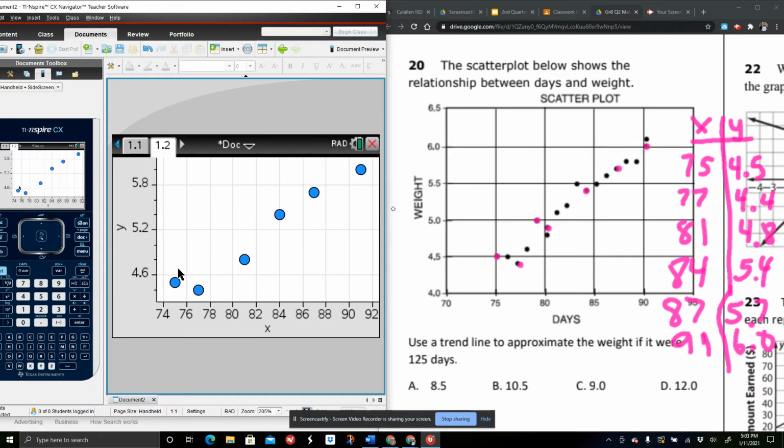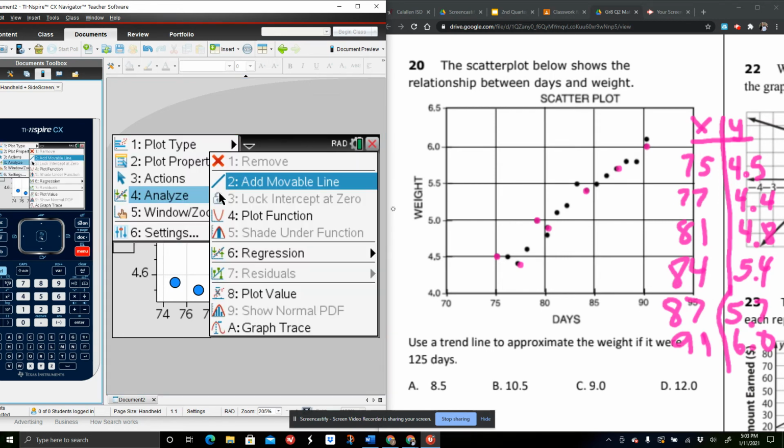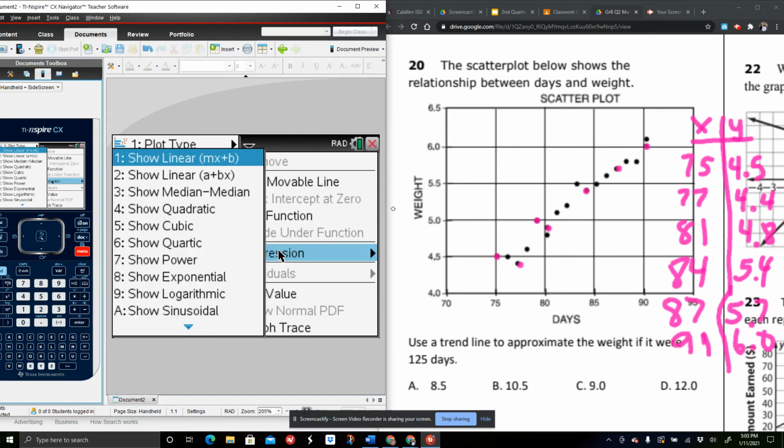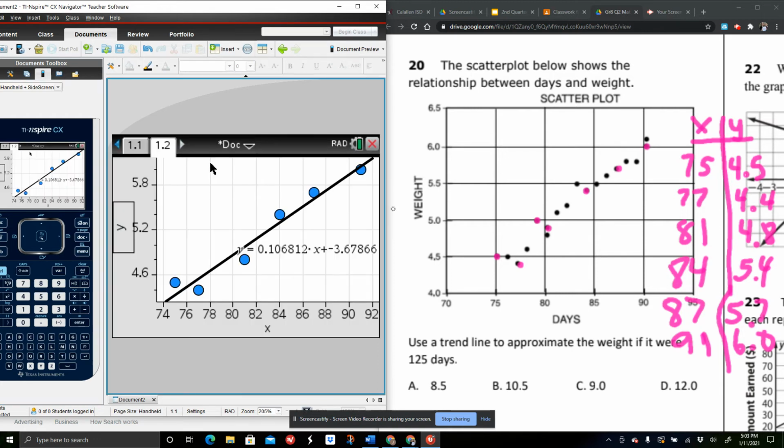So I kind of have most of my points there on my scatter plot. I'm going to click menu, and I want to analyze this scatter plot, and I want to run the regression. I want it to give me the equation of a line, which we always use mx plus b. And so it gives me the equation, which I'm going to abbreviate.